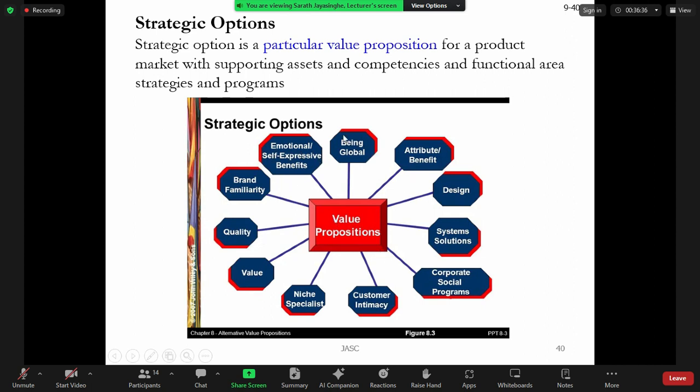You can choose from them, to whatever extent, right? So from different extents of these attributes, you can change and select, and finally you can think about the final value proposition you are offering to the customer.